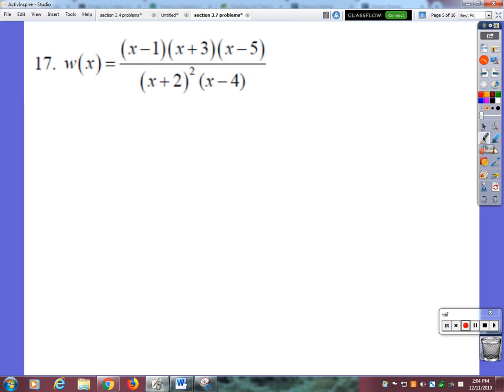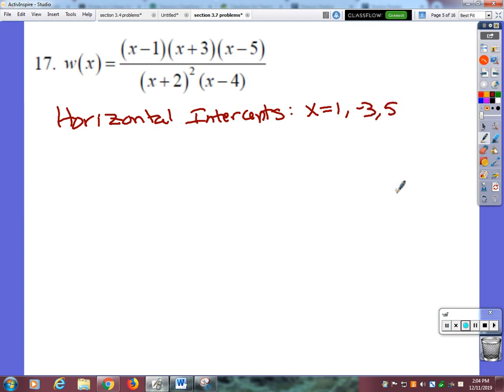Okay, what are we trying to figure out here? Horizontal and vertical? Okay, which do you want to do first? Okay, how do you do the horizontal ones? No, other way around. Just the top. When you set the bottom equal to 0, that gives you the vertical asymptotes.